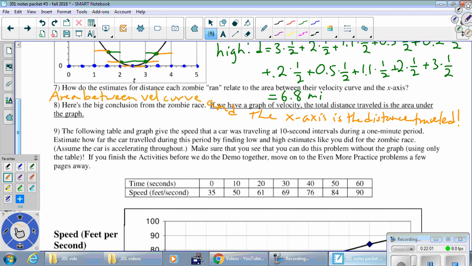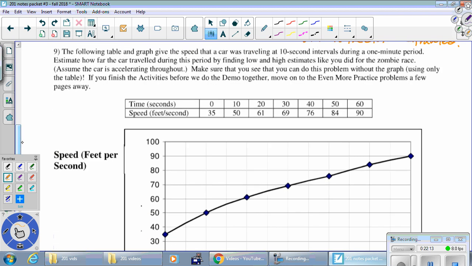And in fact, that's what's written there as number 8. Here's the big conclusion. If we have a graph of velocity, the total distance traveled is the area under the graph. Fantastic. Okay, number 9, pause and read all of that if you haven't done so yet.